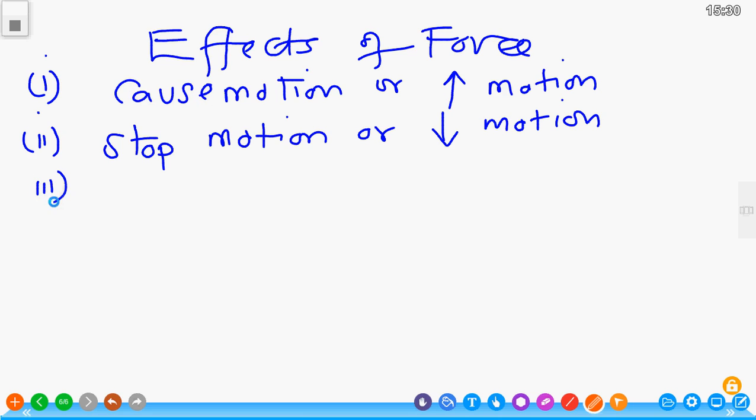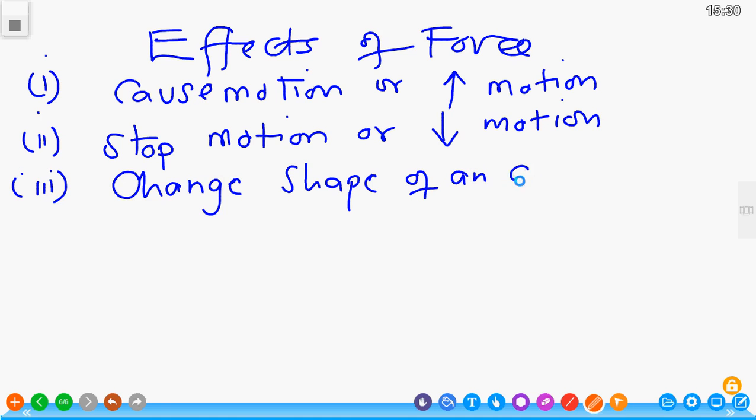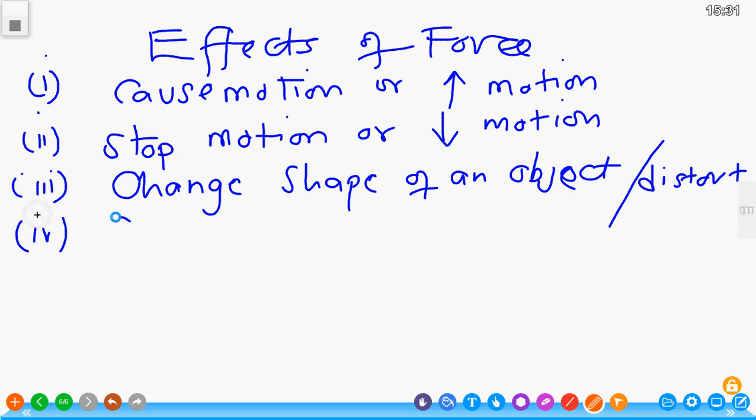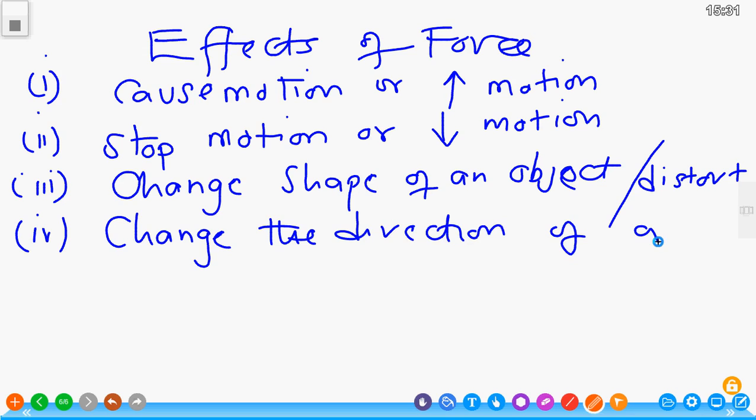The third effect of force, it can change the shape of an object. This we also call to distort. And finally, force can change the direction of a moving object.